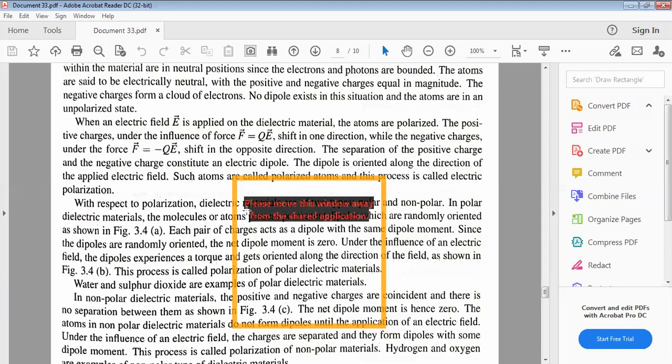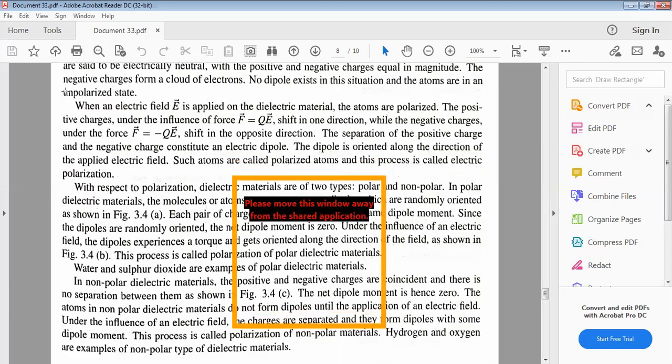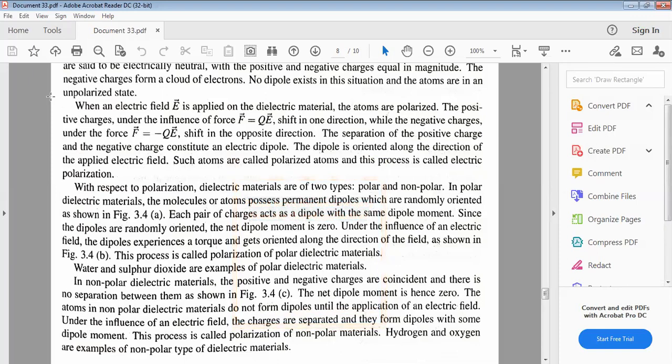With respect to the polarization, dielectric materials are classified into two types: polar type and non-polar type.